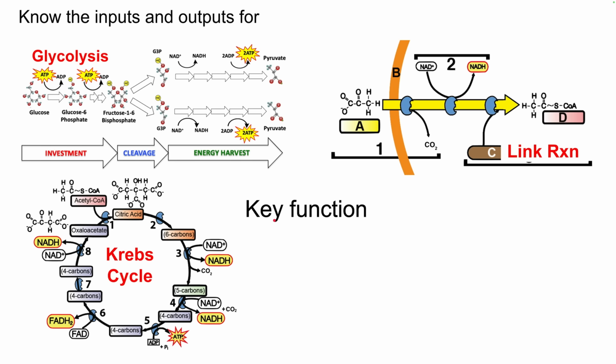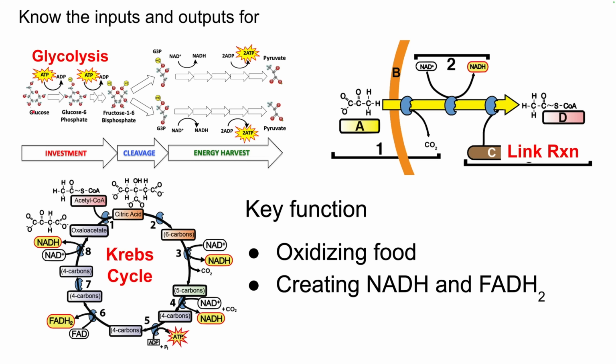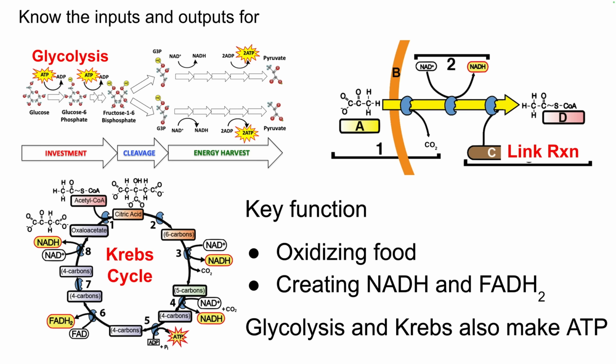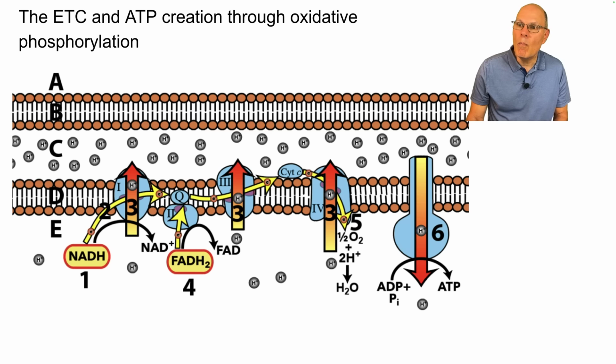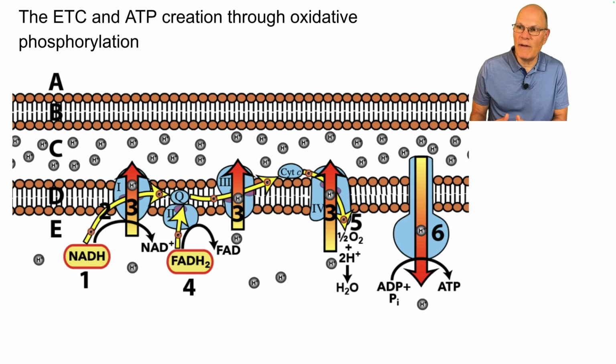And to step back a little bit, note that all of these reactions are doing similar things, which is that they're oxidizing food. Here's glucose, it's food. They're oxidizing it, they're taking away its electrons, and they're creating these mobile electron carriers. In cellular respiration, they're NADH and FADH2. Remember, we had NADPH in photosynthesis. Glycolysis and the Krebs cycle also make a little bit of ATP. However, most of the ATP in cellular respiration is created through oxidative phosphorylation and the electron transport chain, which you see happening here. Wondrously complex.